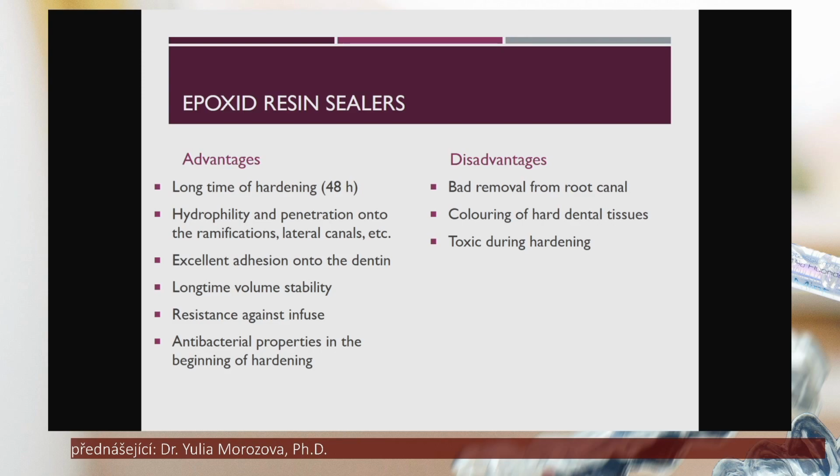Also, they have some antibacterial properties in the beginning of the hardening, but they have some disadvantages, and maybe the most important of them is that they have really bad possibility to be removed from the root canal, because when they harden, they will be really hard like stone, and it's really difficult to remove them from the root canal. Also, they lead to the staining of hard dental tissues, and so it's impossible to leave some remnants of this sealer in the pulp chamber.